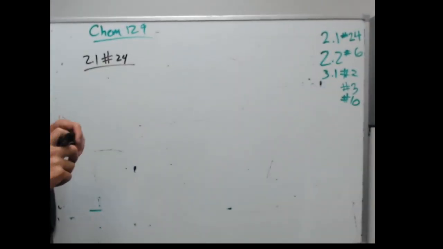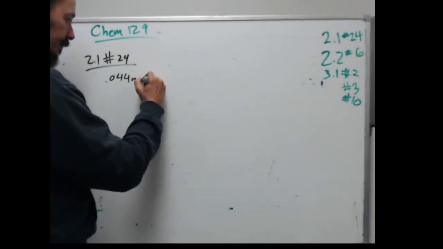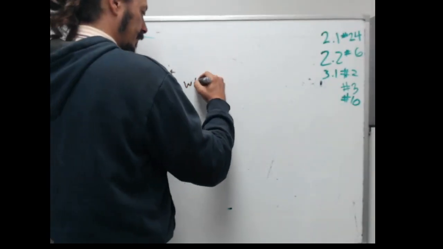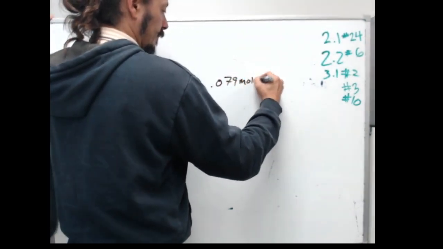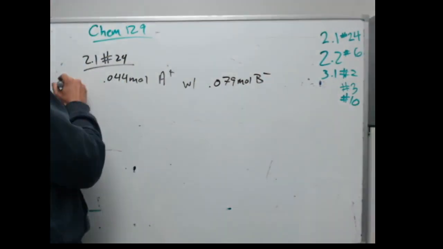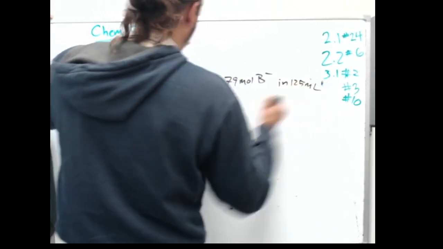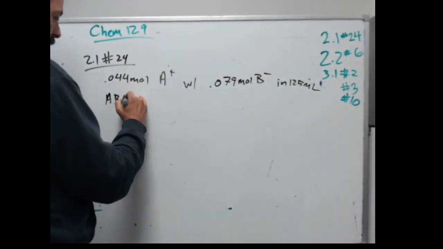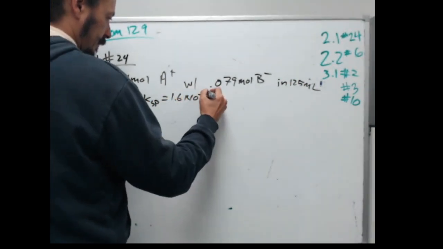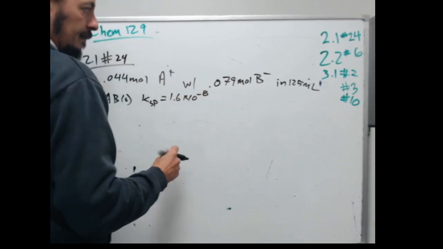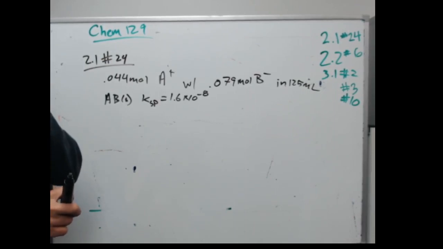Mine said, consider a solution that is made from mixing 0.044 moles of A plus and 0.079 moles B minus in 125 milliliters of water. If AB solid form has a KSP of 1.6 e to the negative 8, what is the concentration of cations and anions at equilibrium in molarity? What is this doing? That's why we're here.